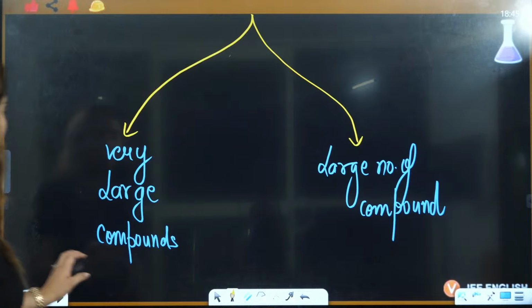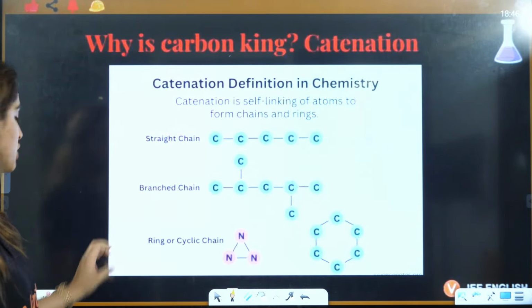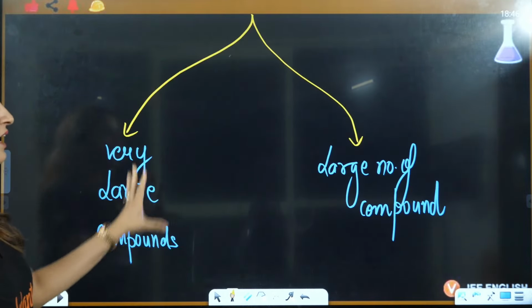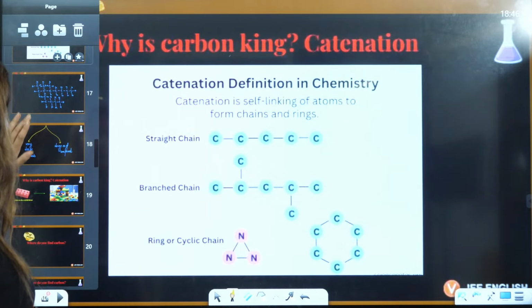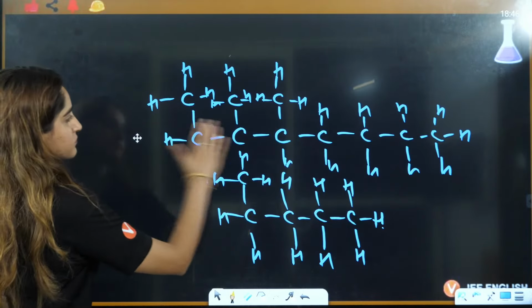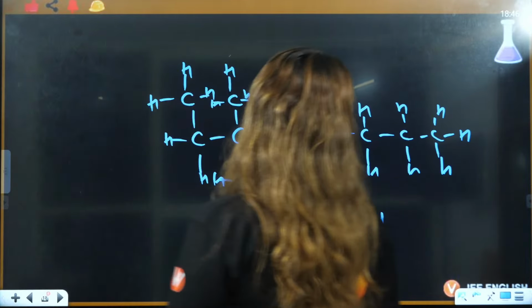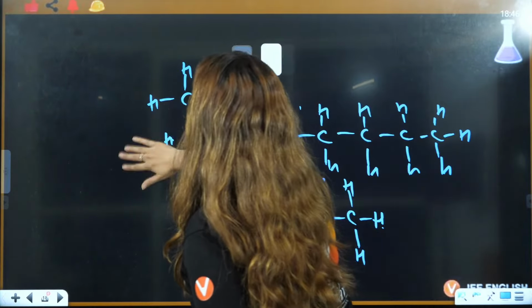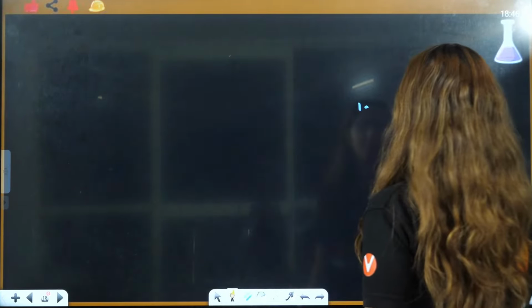Okay. So because of this catenation property, you will see a very large number of compounds. Now let us see one more thing here: how many kinds of structures, like chains, you will see in organic chemistry.